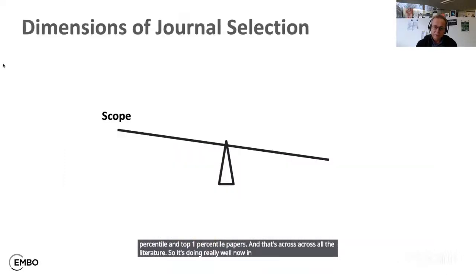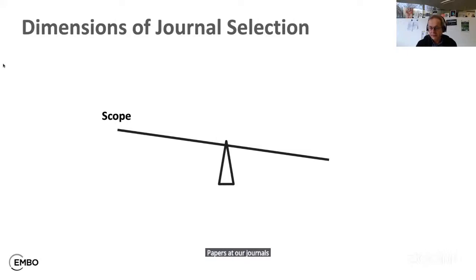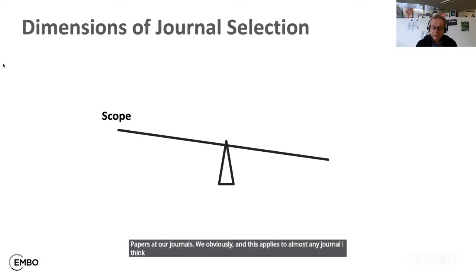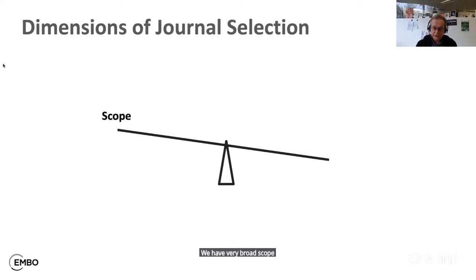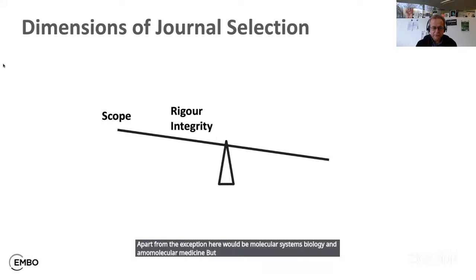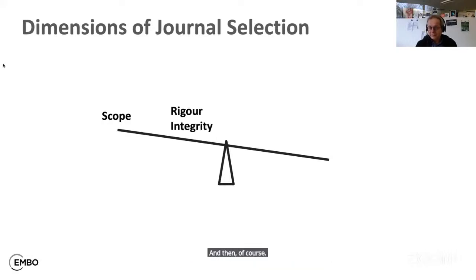So how are we selecting papers at our journals? We obviously, and this applies to almost any journal, I think, select for our scope criteria. We are very broad scope, as you heard. However, we don't actually reject very much for scope, apart from the exception here, which would be Molecular Systems Biology and EMBO Molecular Medicine. But EMBO Journal and Reports don't often reject for scope. And then, of course, it should be a no-brainer, but this really is not the case for every journal, that we should select for rigor, the rigor of the science, and the integrity of the science.